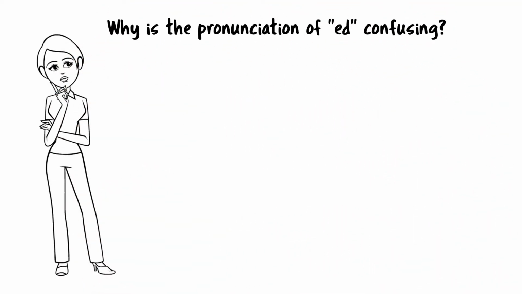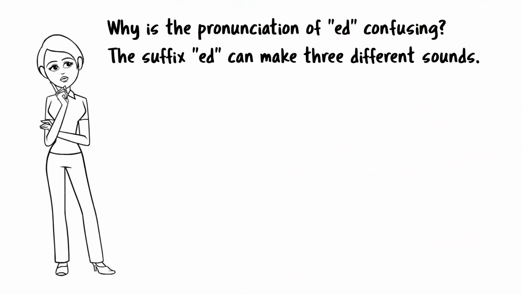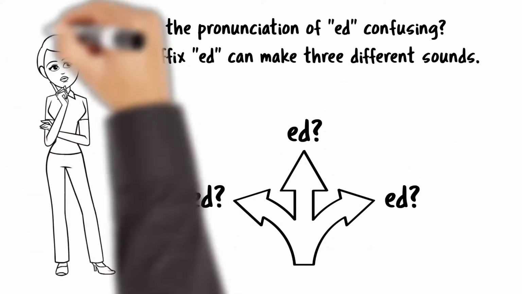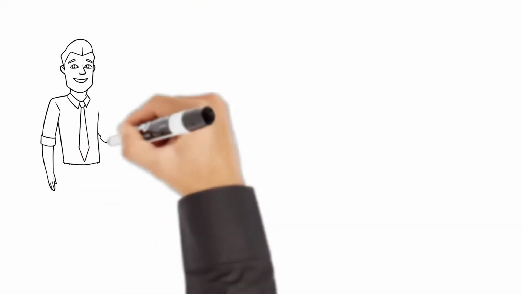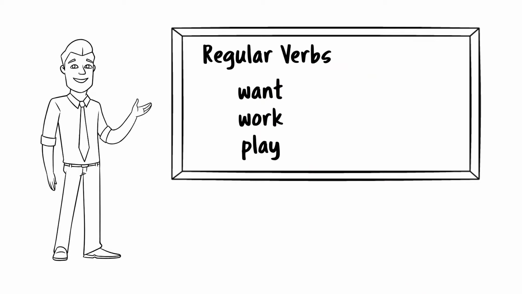Well, when the suffix ed is added to a verb, it can make 3 different sounds, and it's not very clear which sound you should use. Luckily, there's a fast and easy way to find out. Let's take a look at 3 regular verbs: want, work, and play.